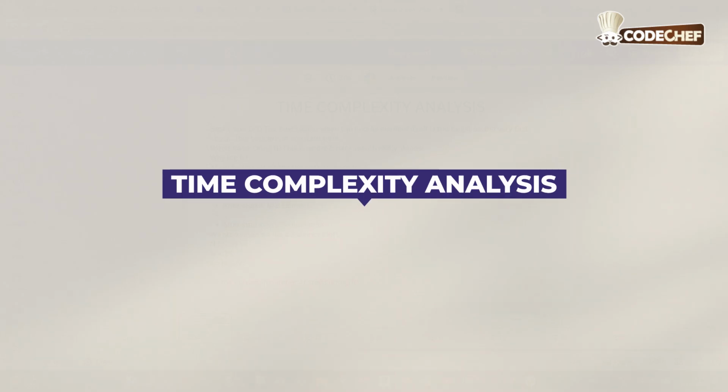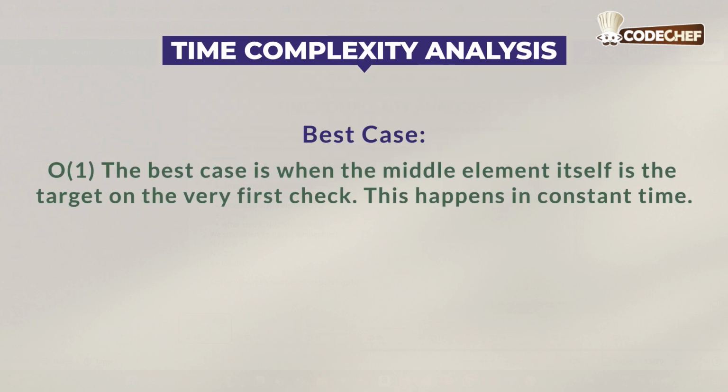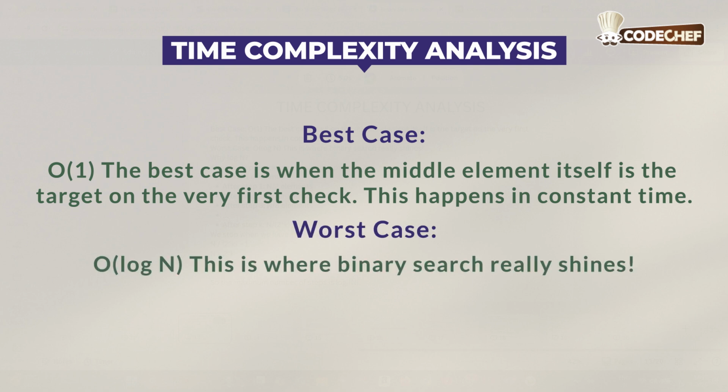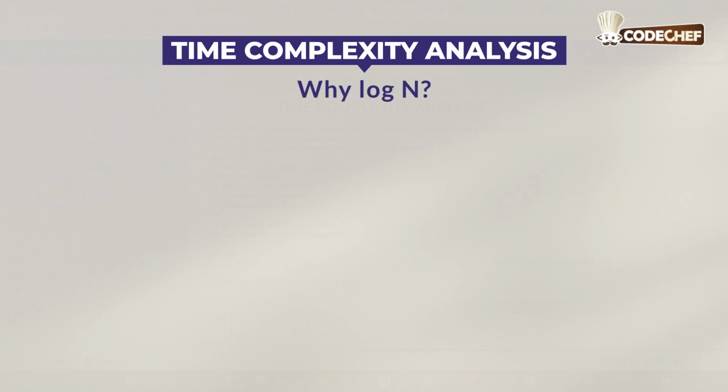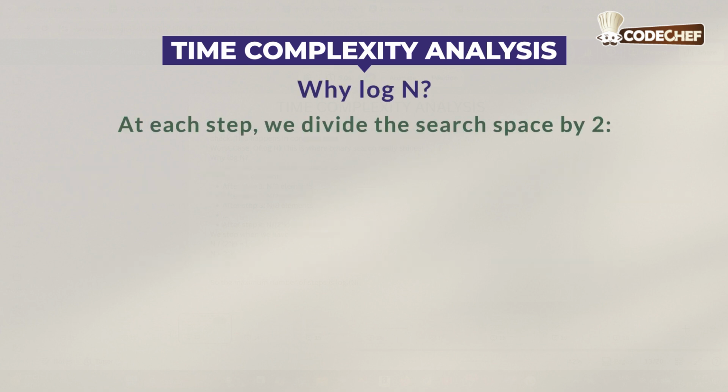Time complexity analysis. Now let's understand why binary search is so efficient by analyzing its time complexity. Our best case is big O of 1. Our best case is when the middle element itself is the target on the first step. This happens in constant time. Our worst case is big O of log n, which is where binary search really shines. Why log n? At each step we divide the search space by 2.